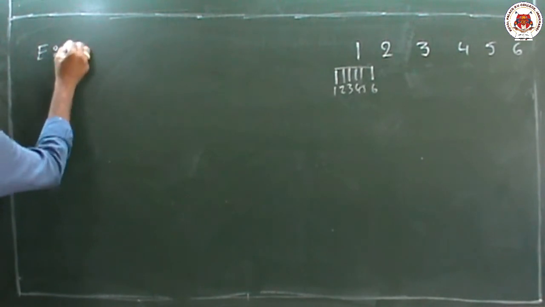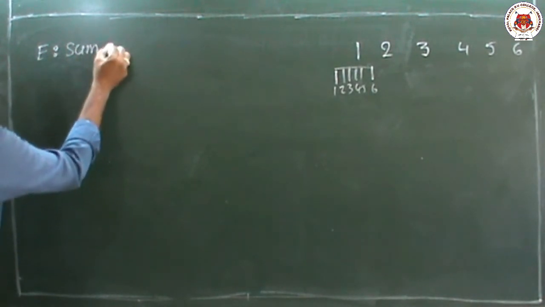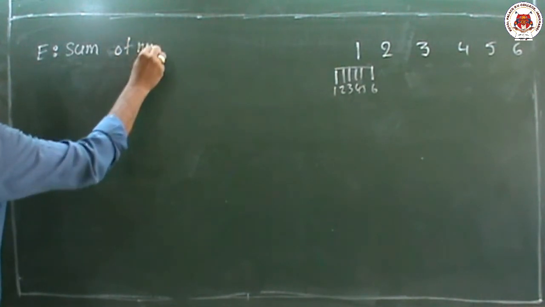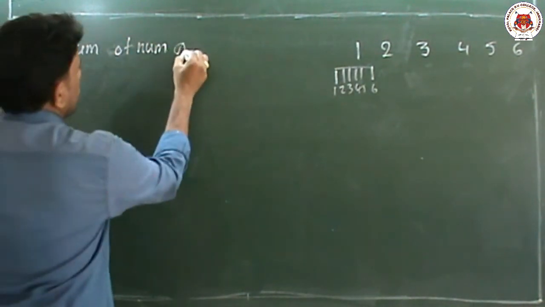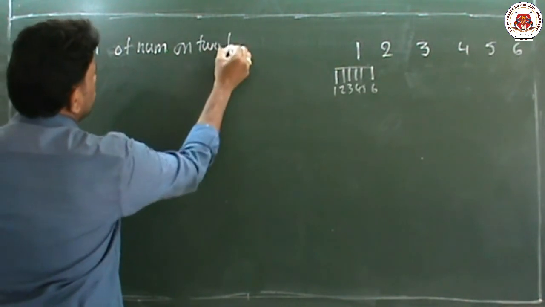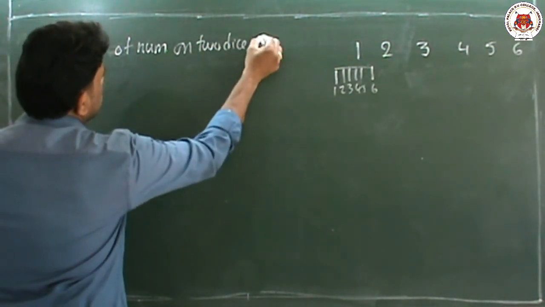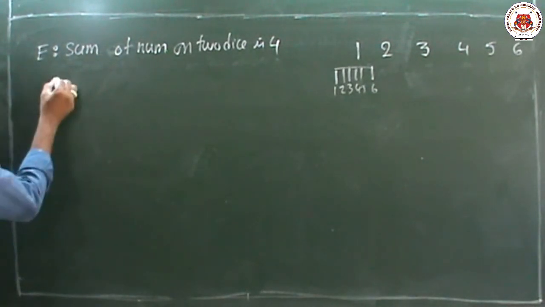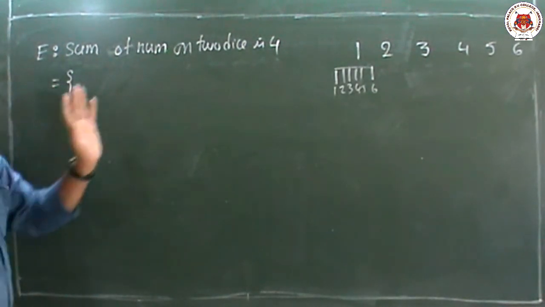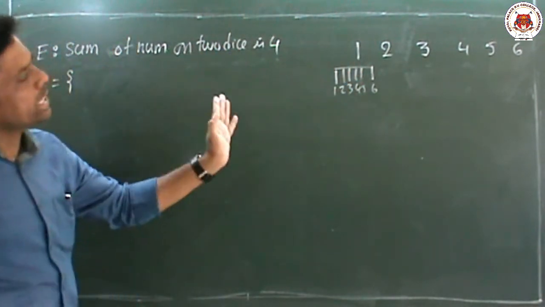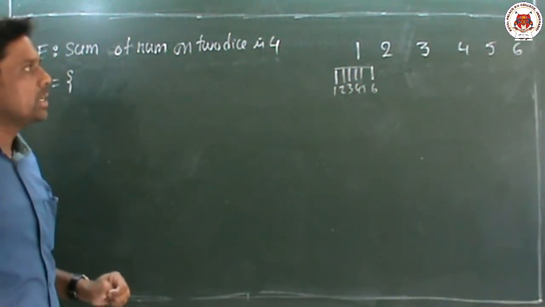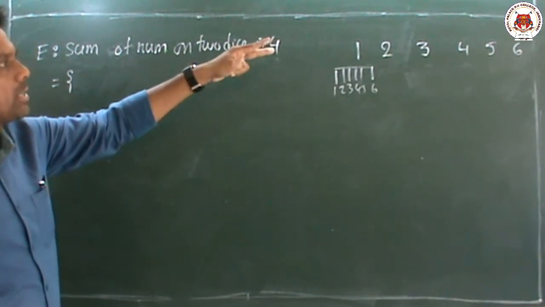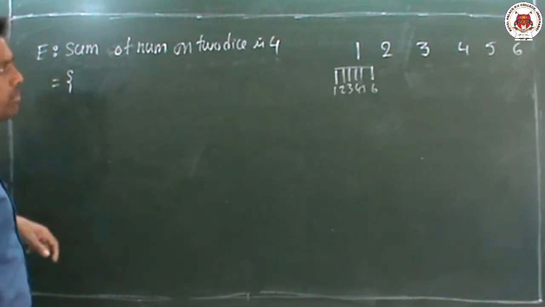E is the event that the sum of numbers on 2 dice is 4. On the first die the numbers are 1 to 6, and on the second die also 1 to 6. So whatever numbers come on the 2 dice, if we add them, the sum must be 4.